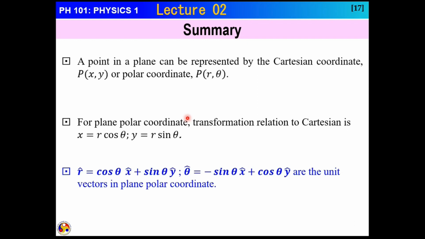and r is equal to the relation between them. The relation between the unit vectors in the plane polar coordinate system and the Cartesian coordinate system can be given as this. And in the polar coordinate system, the unit vector depends upon the position, basically on theta.